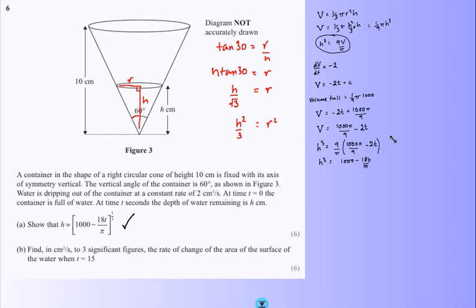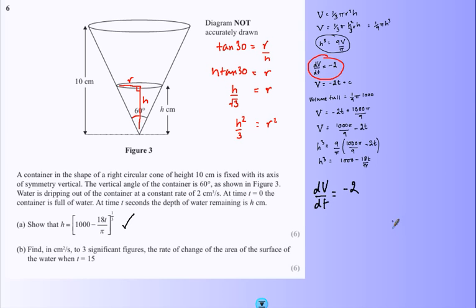Shrink that down. Second part of this question: the rate of change of the surface area. Now, if we want rates of change, then the thing to do is to look at the rates we've already got. There was one that we had up here that I'm going to write down. So I know already dV/dt equals minus 2.